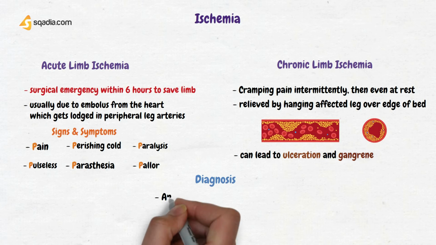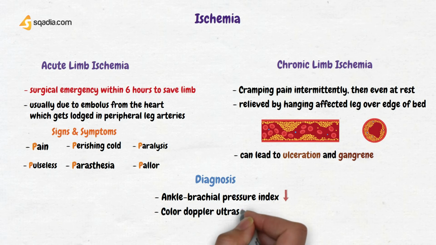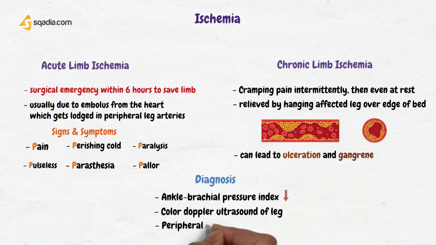Diagnosis is made by a lower than normal ankle brachial pressure index. Color Doppler ultrasound and peripheral angiography of the leg is done to locate the affected artery.